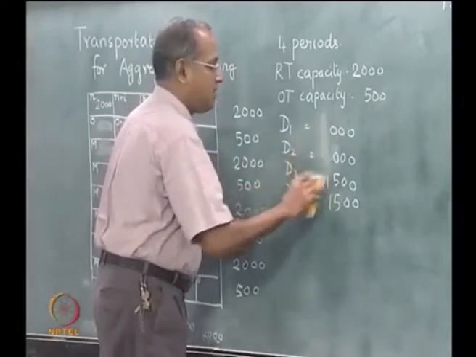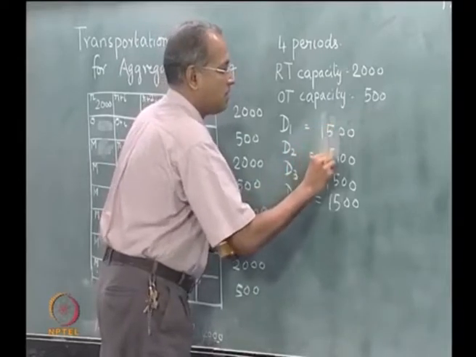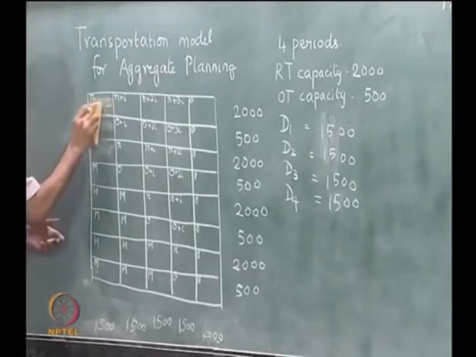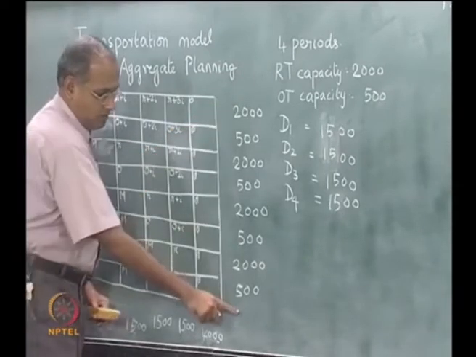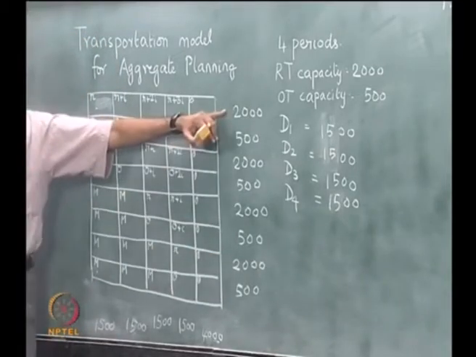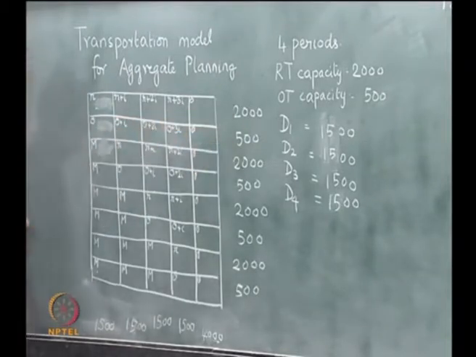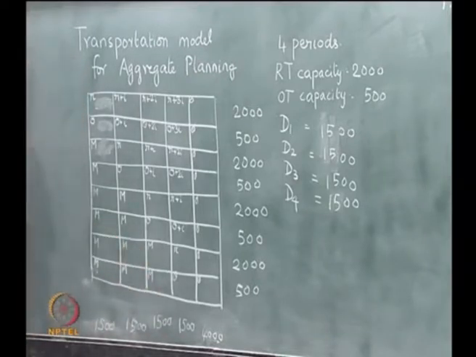I am going to make all the 4 demands 1500. So, now what happens is when I start solving using the northwest corner rule. Now, before I start solving from the beginning, let me explain to you that the 4 capacities are 2500 in each month, with 2000 as regular time capacity and 500 as overtime capacity. The 4 demands are now 1500 for me.